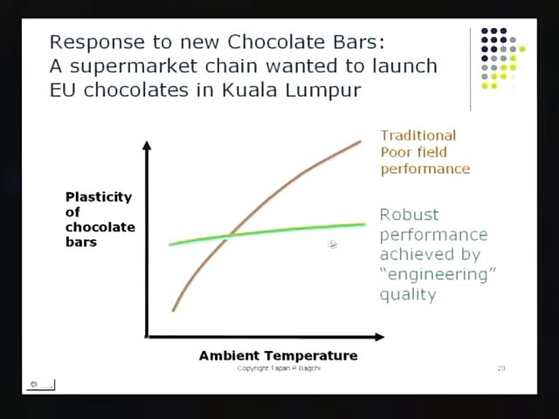But a better formulation that was found by doing DOE was the robust design, that is this green bar here. This bar had a different recipe. The recipe itself was different. And it would hold on to its firmness. It would not melt and so on and so forth. It won't become a blob. It could retain its shape. That was a robust chocolate bar.